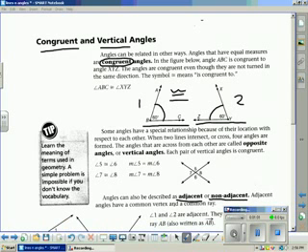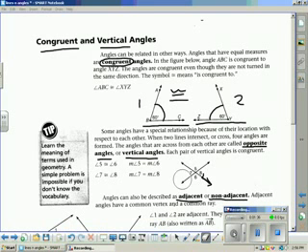Other relationships that angles might have are vertical angles, or opposite angles. Okay? Angles that have a special relationship because of their location with respect to each other. When two lines intersect, if you look at this example here, these two lines intersect, they create vertical angles. Angle 5 and angle 6 are vertical. Angle 7 and angle 8 are vertical.